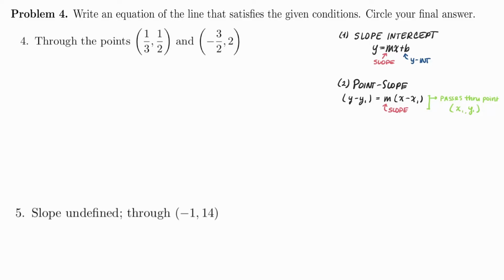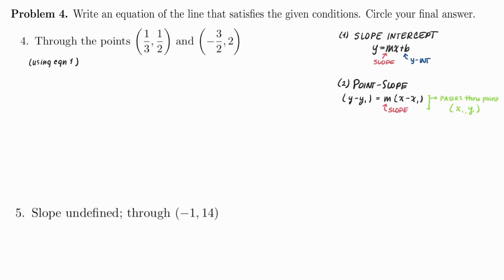Okay, so for part 4 of problem 4, we want to find the equation of the line that passes through the points (1/3, 1/2) and (-3/2, 2). Since I used point slope form for part 3 of problem 4, I'm going to try to use slope intercept form for this one, using equation 1. You can also use point slope form. You'll get the same answer.